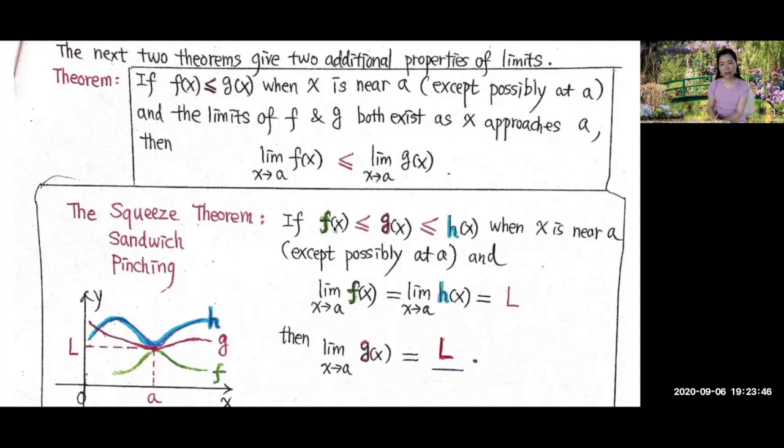Now, it's kind of intuitive, right? Because this function here is always greater than or equal to this one, so the limit of that will always be greater than or equal to this, right?